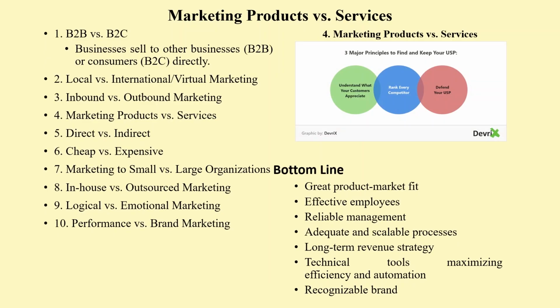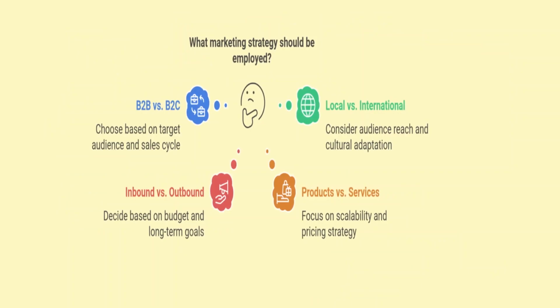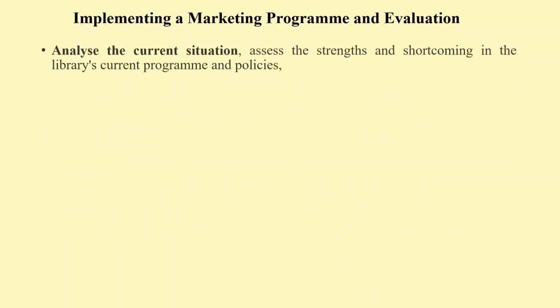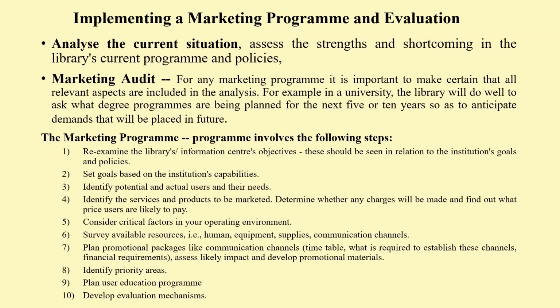Implementing a marketing program and evaluation. Re-examine the libraries' and information centers' objectives. These should be in relation to the institutional goals. Set goals based on institutional capabilities. Identify the potential and actual users. Identify the services. Consider the critical factors in surveying available resources, human resources, equipment, etc. Identify the priority areas. Implementing marketing evaluation: evaluation of objectives, products, services, performance, distribution, etc.